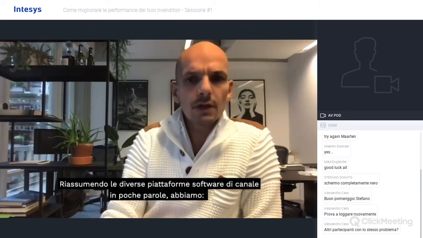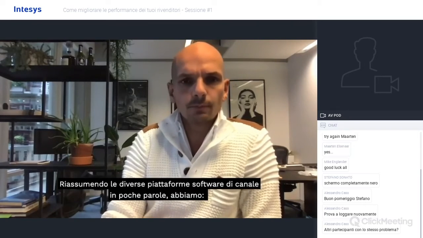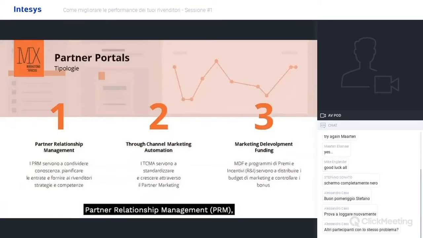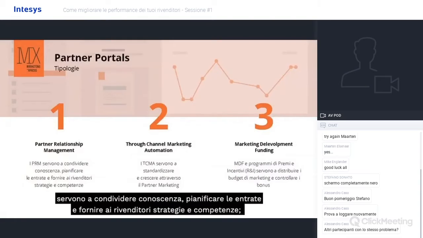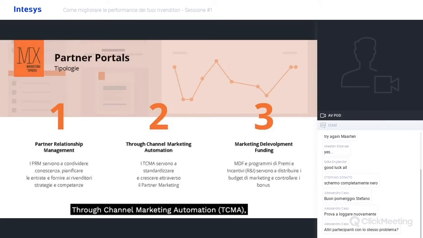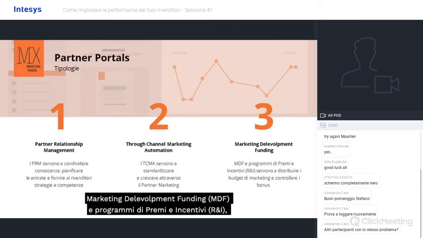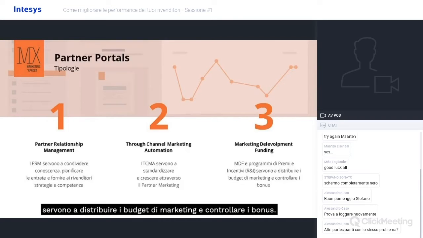Summarizing the different channel software platforms again in a nutshell. We have partner relationship management, also known as PRM. It's for sharing knowledge, doing revenue planning, and providing deal registration capabilities. We have through channel marketing automation, TCMA. It's for standardizing and ramping up through partner marketing. We have market development funding and reward incentive programs, and they are for distributing marketing budgets and controlling bonuses.